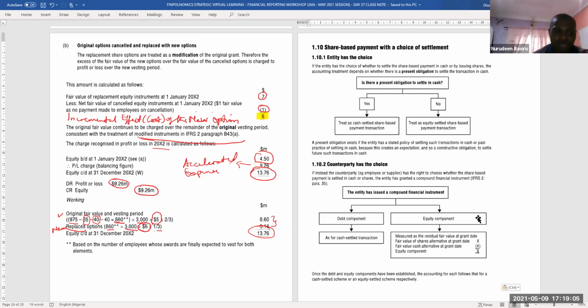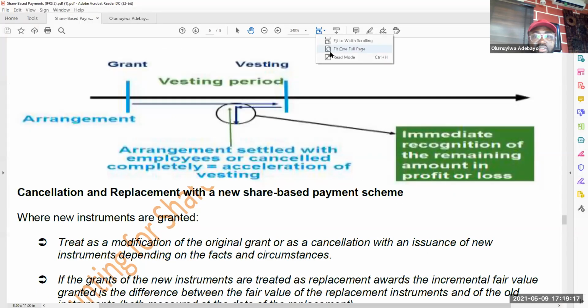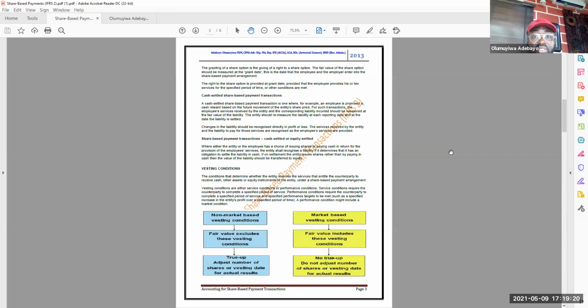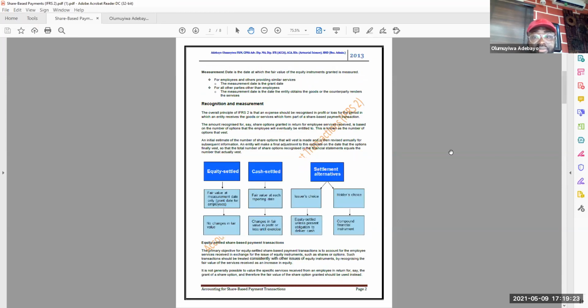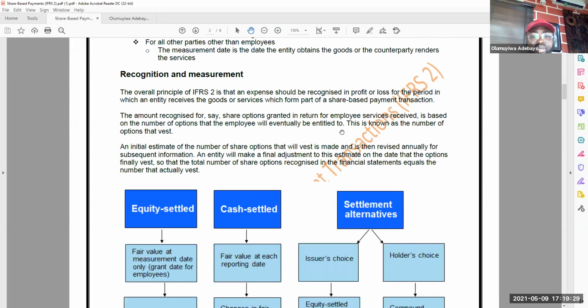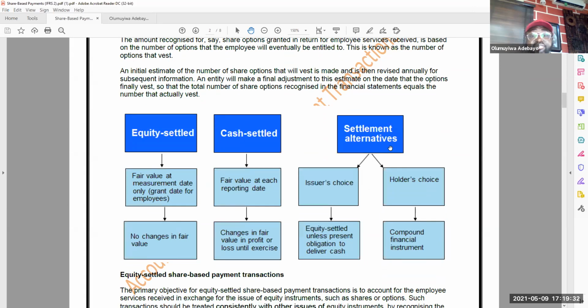All right, thank you. Now let's go back to this. Remember, we discussed this earlier yesterday: the issue of settlement as an alternative. If the issuer has a choice, the issuer is likely to treat it as equity settled, based on past experience and policy. Otherwise, if their policy has changed so that they prefer to pay cash in lieu, they will treat it as cash settled.